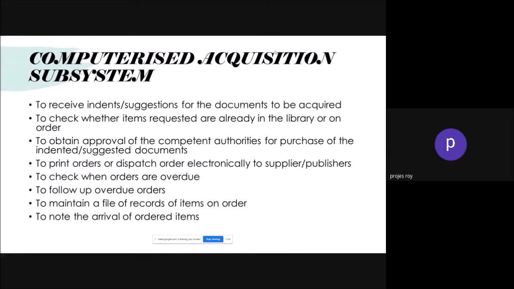Then you have to print the order. Then you can create a list of those books approved by the library authority. Then you can dispatch to the publisher or suppliers electronically, or you ask them, come over here, we have a book. Then check when orders are overdue.